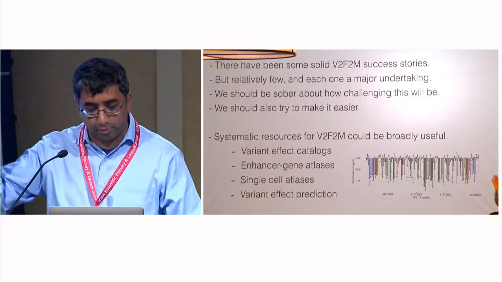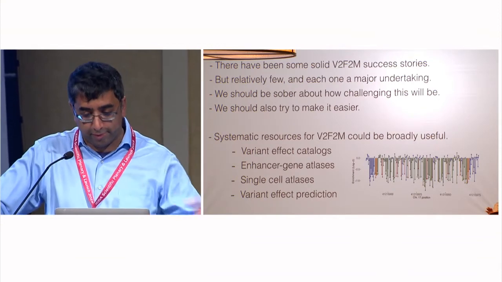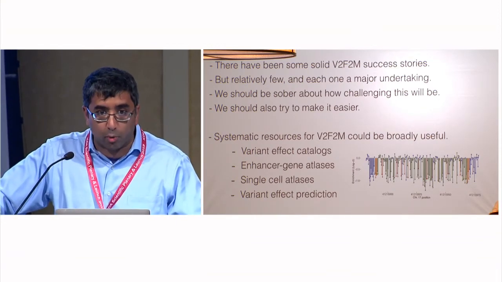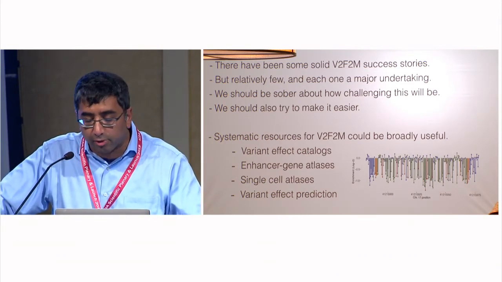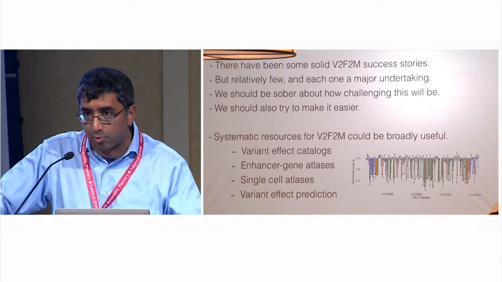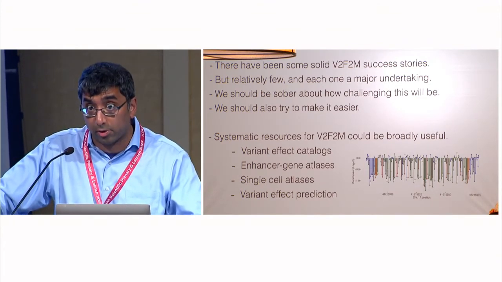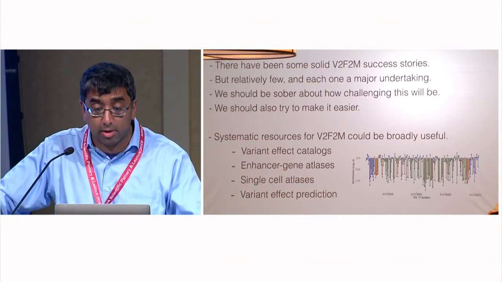Just as a backdrop to this, some high-level points. In this V2F2M space, we're sitting on top of tens of thousands of clear associations. It's worth taking note that there have been relatively few clear success stories still in this mapping of variants to function to mechanism, but there have been some that are solid. But each one, by and large, has been a major undertaking.